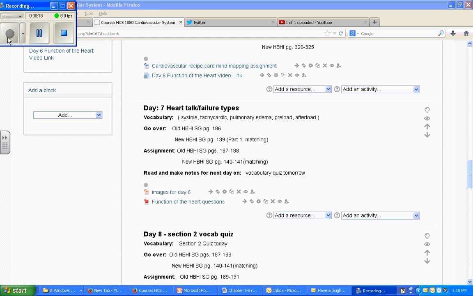Last day, we went through the beginning of the functions of the heart, autonomic nerve innervation of the heart, the cardiac cycle, and so on. We're going to look at Heart Talk clinical terms, starting on page 303 of the old textbook. So to start with, there are some terms that we're going to pull up.